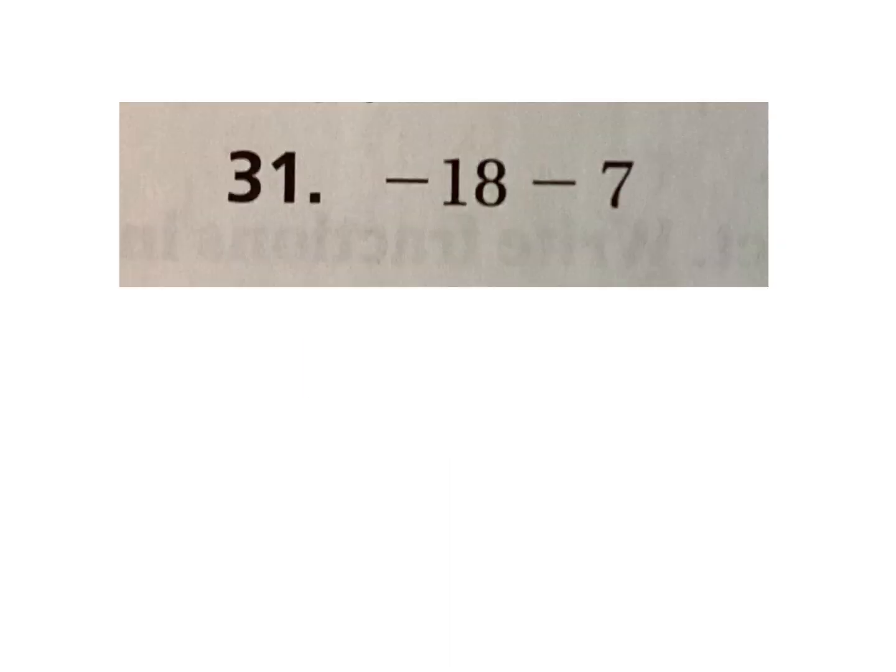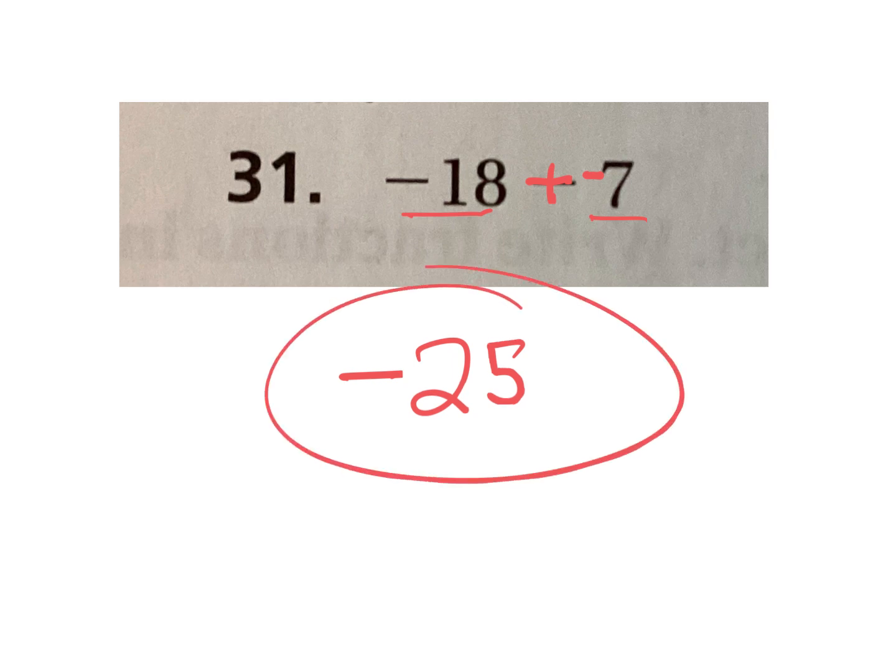Negative 18 minus 7, I want to add the opposite. So now it's a negative 18 plus a negative 7. And when it's the same, I'm just going to add them together, and it'll be a negative. So 18 plus 7 is 25, and they're both negative, so the answer is negative 25.